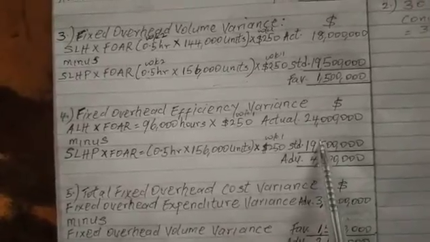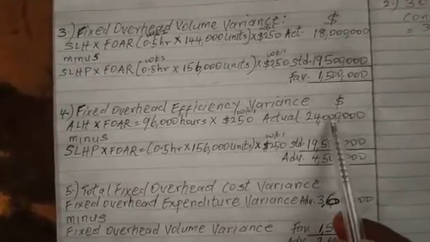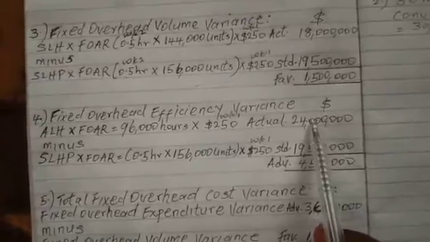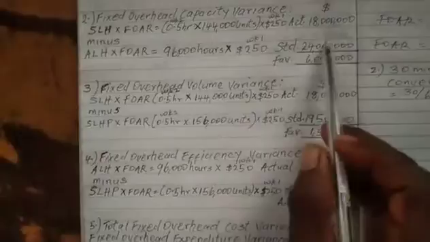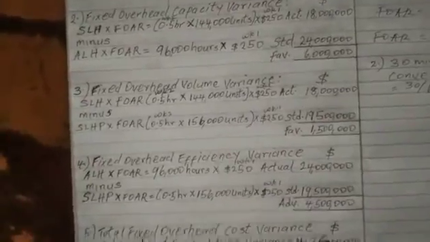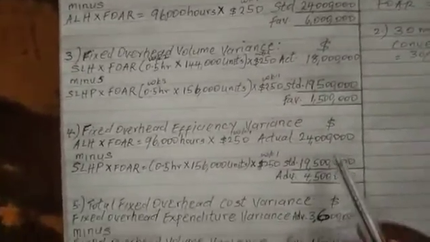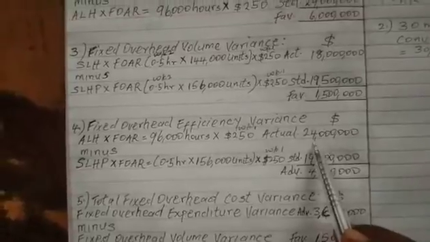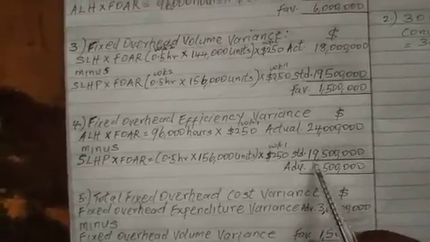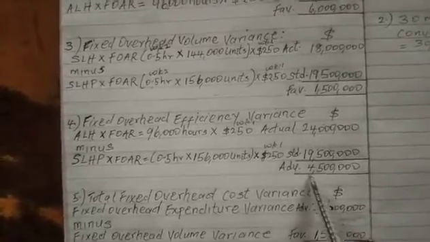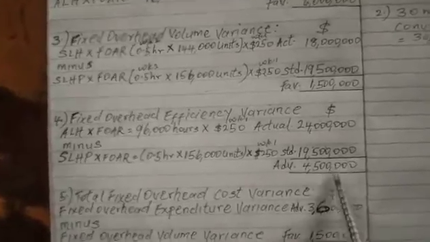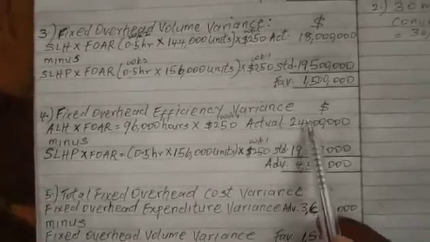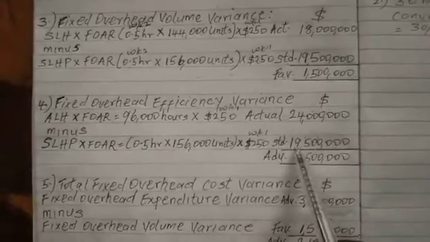Look at it. And this also is the same as in the fixed overhead capacity variance. Look at it. $24 million. The same thing. So adjust them with each other. 24 million minus 19,500,000 gives you $4,500,000. Actual is higher than the standard.